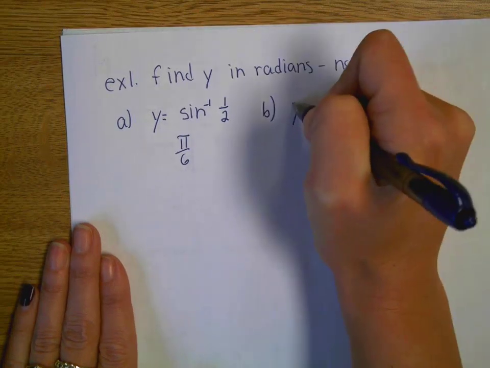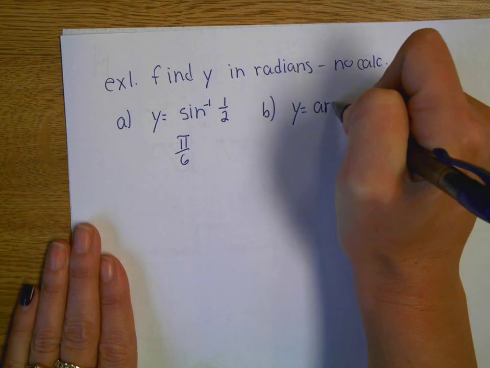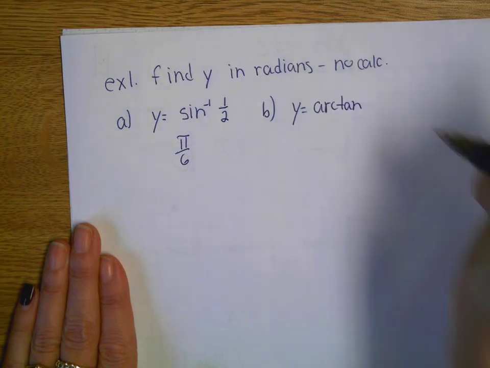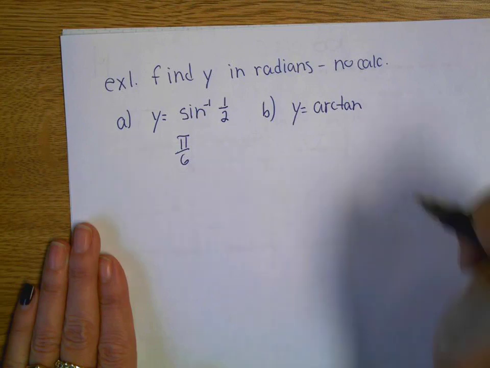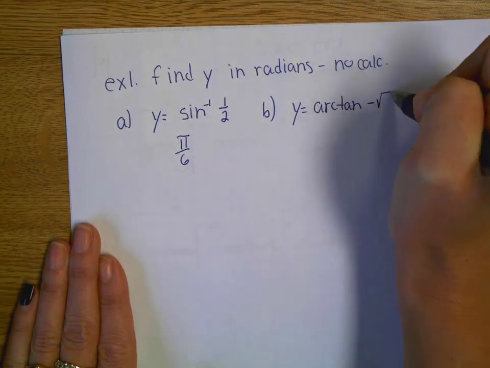Same problem. Y equals arctangent, that just means inverse tangent, of negative square root of 3.